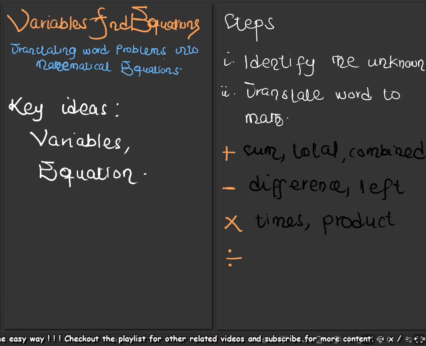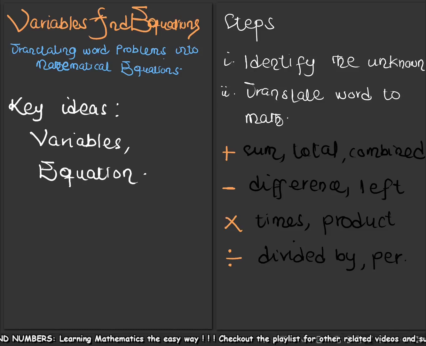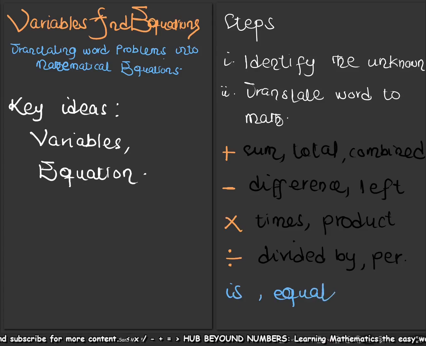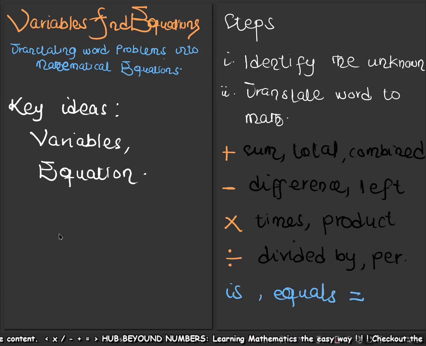It simply means division. Now, there are more to these basic operations. Whenever I see more than, it can also mean addition. And less than can also mean subtraction. And then finally, when you see is or equals, that is obvious what it means. That is an equal to sign over there.